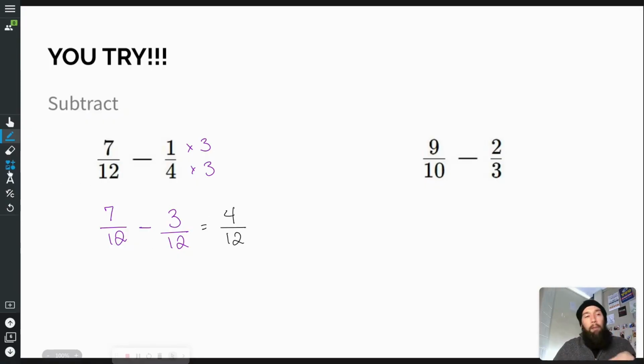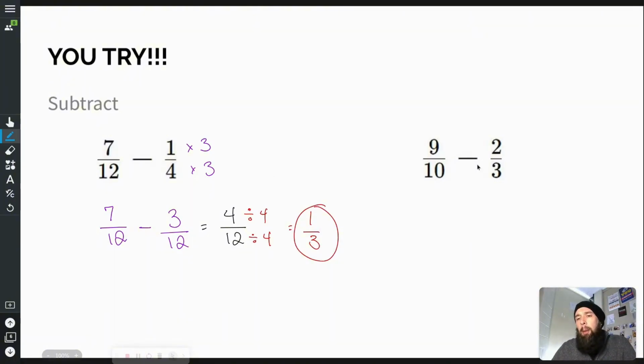And then you notice, 4 over 12, those are both even. Not only are they both even, but both of these numbers are divisible by 4. So I'm going to divide by 4, divide by 4. 4 divided by 4 is 1. 12 divided by 4 is 3. And we get 1/3 for our final answer.